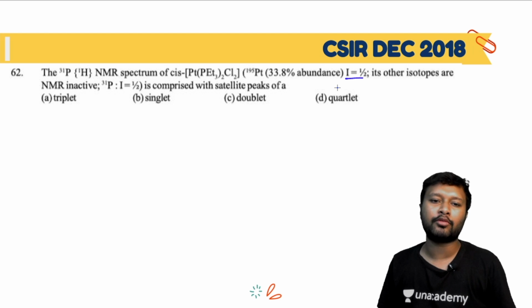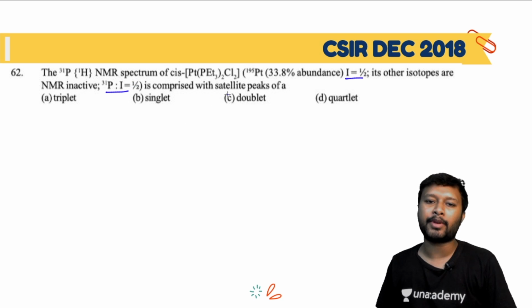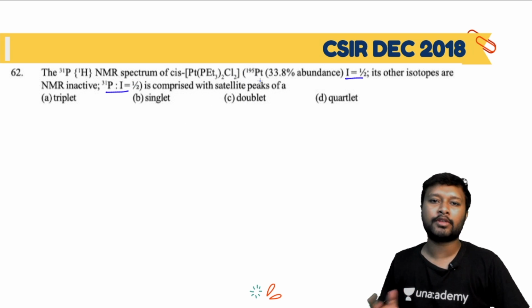So the other isotopes you don't have to consider, and for the 31P, the phosphorus, the I value is half. Okay, so that's what it is. It is comprised with the satellite peaks of A. So whose satellite peak do you have?